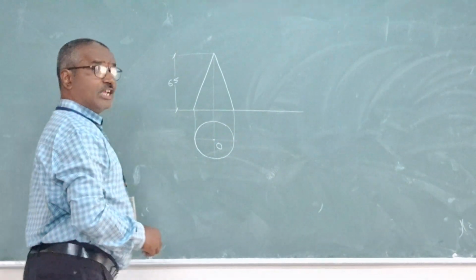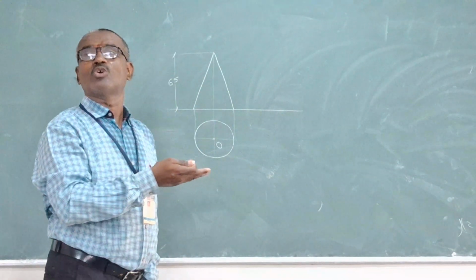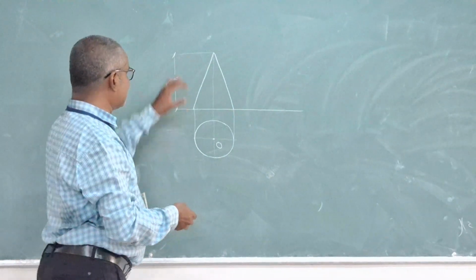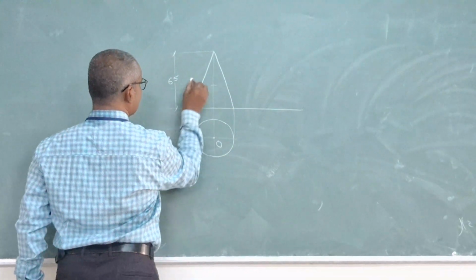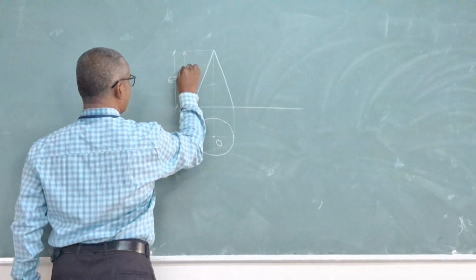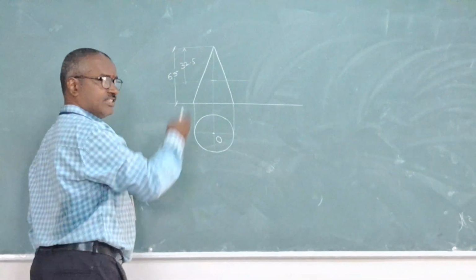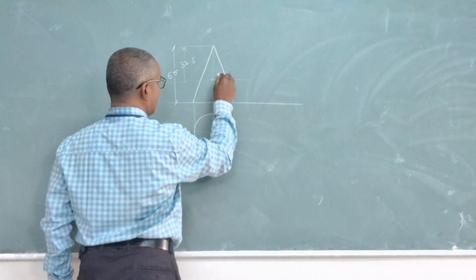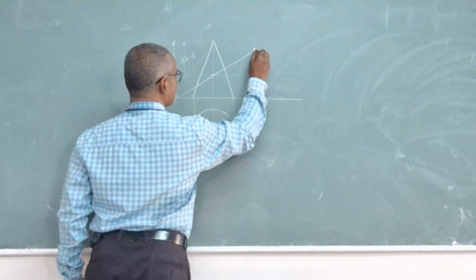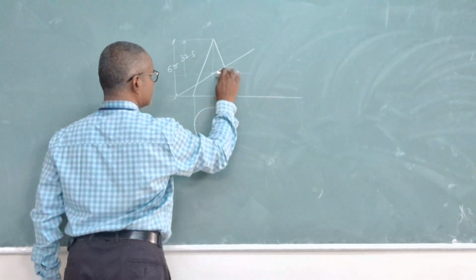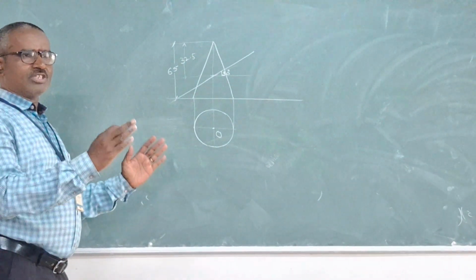Now the section plane is bisecting the axis of the cone. Bisect means exactly half, so this is the half, and this one is 32.5. At this position the section plane is making an angle of 30 degrees. Now you need to develop this cone.